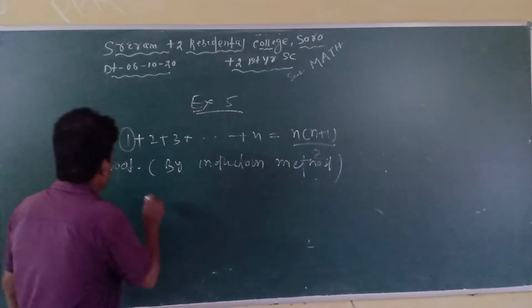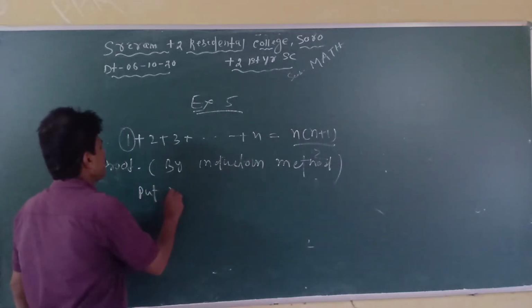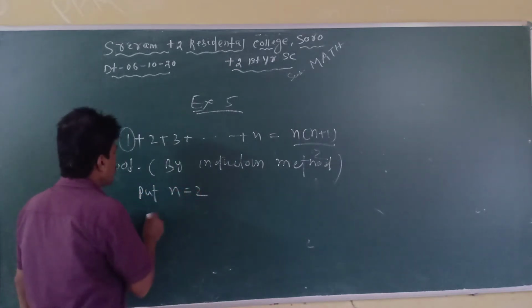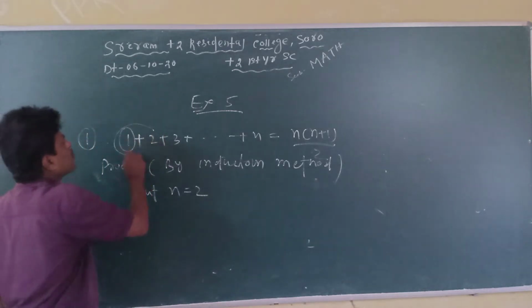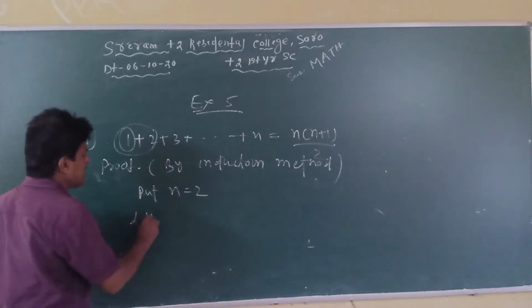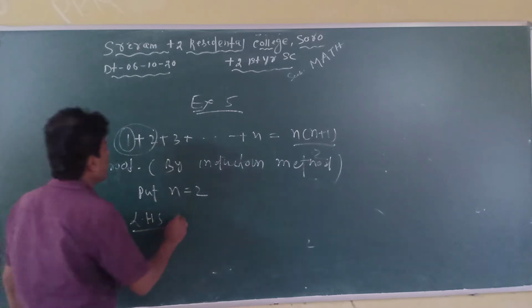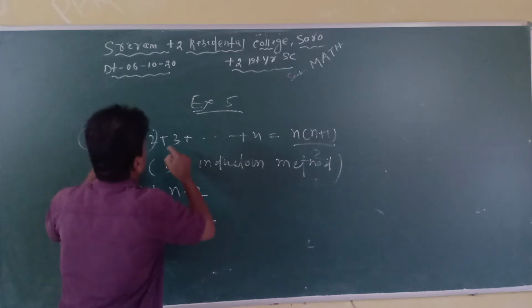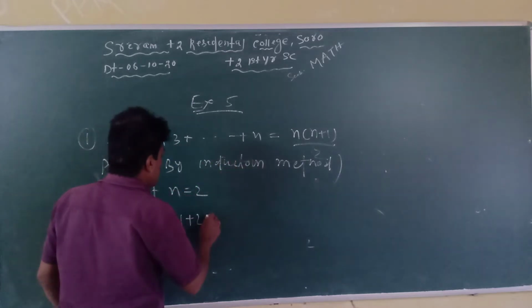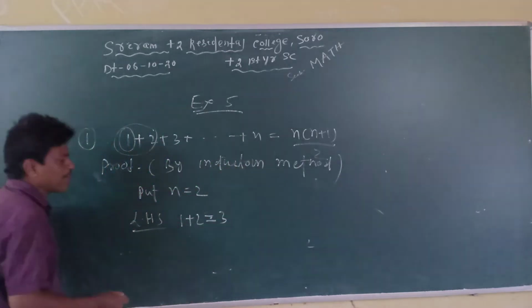Step 2 is to put n is equal to 2. So n is equal to 2 means 2 terms, that is 1 plus 2. So the LHS is 1 plus 2, which is equal to 3.